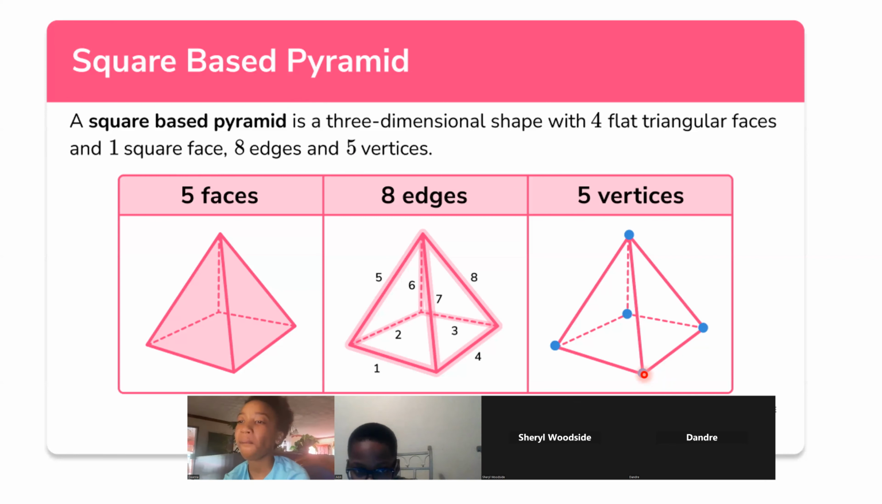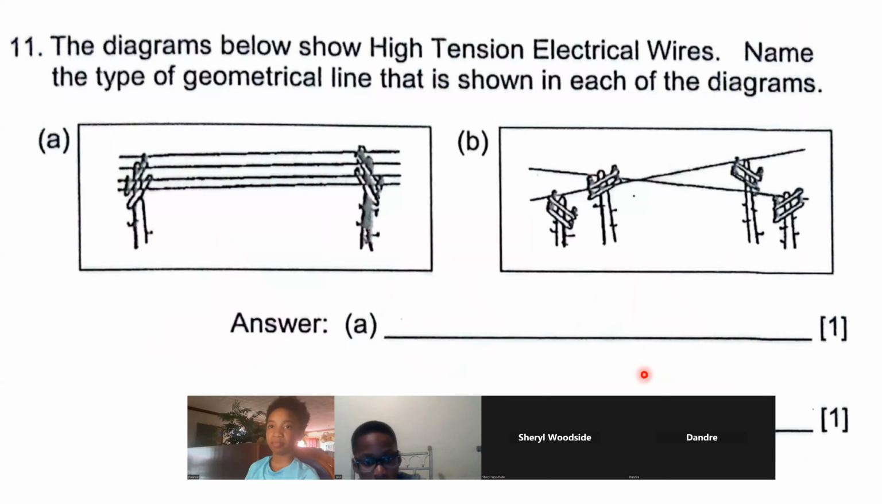All right. Moving right along. Let's go to this one. Read this one, Ariana. The diagrams below show high tension electrical wires. Name the type of geometrical line that is shown in each of the diagrams.